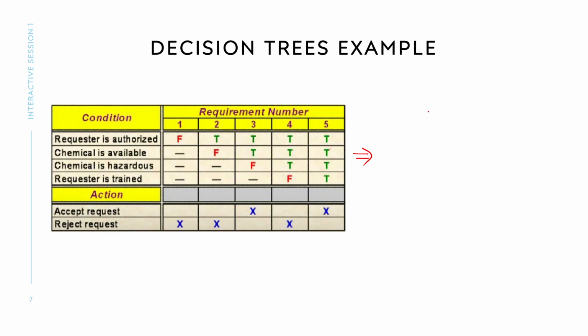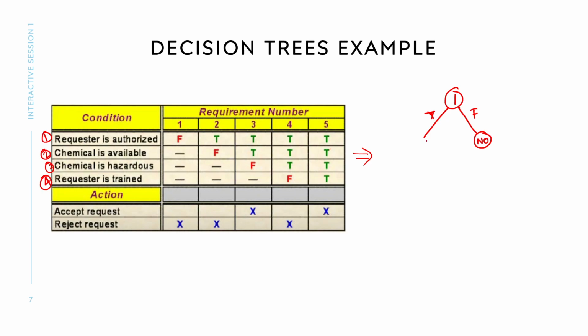So the topmost one is request is authorized, and the bottommost is accept or reject. I'll call this 1, 2, 3, 4. If first I have 1, so if I have requester is authorized, there are 2 possibilities here. So true or false. Let's go with true and false. If it is false, then the answer is no, right?